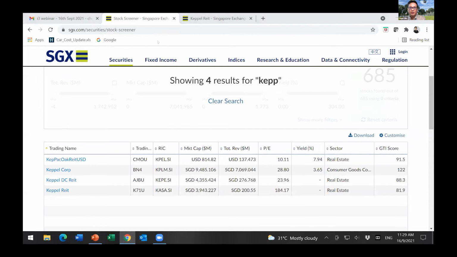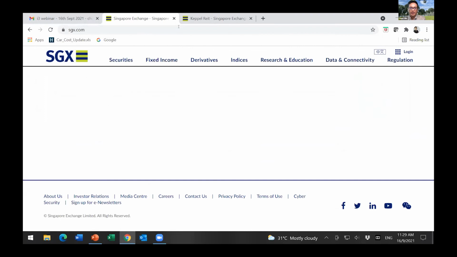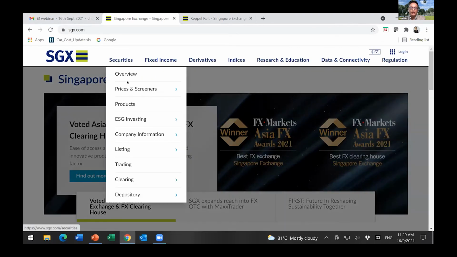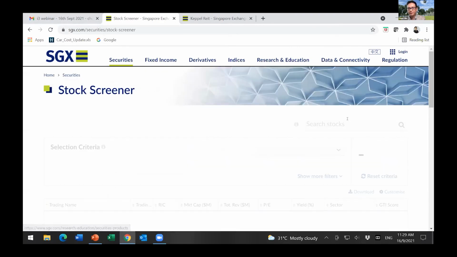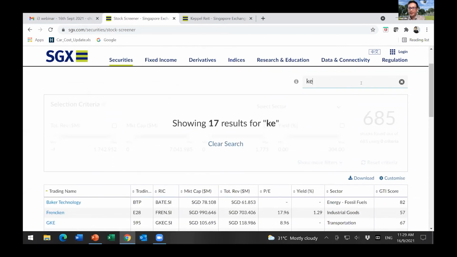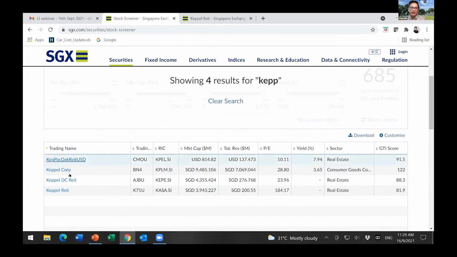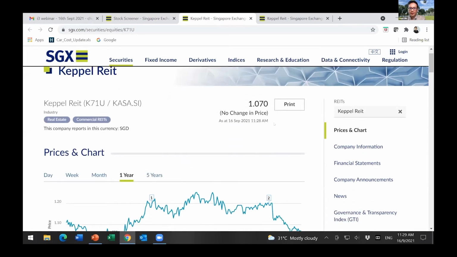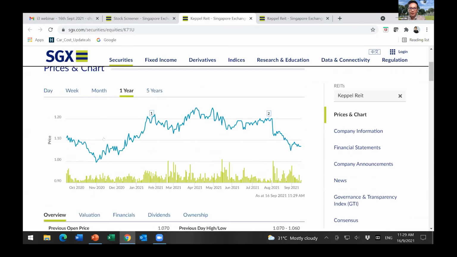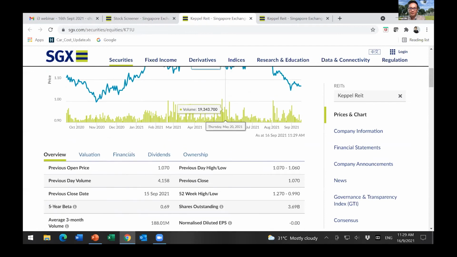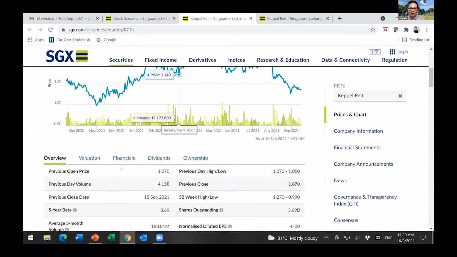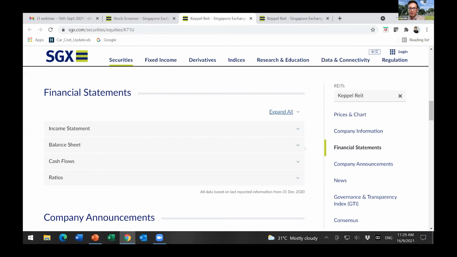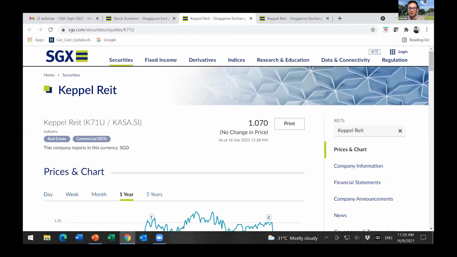So this is the stock screener. You can go to sgx.com, securities, price screener, stock screener. Just key in any REIT, for example Capital REIT. So you can get information, the price, the valuation information is here. Financial statements, and so on and so forth. So this is one place.